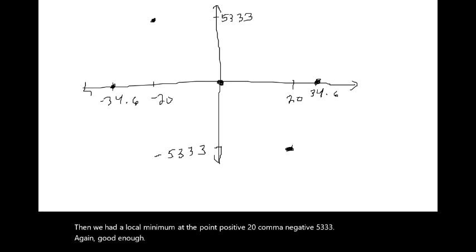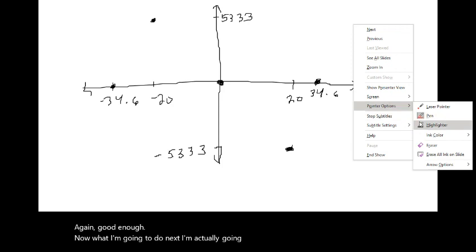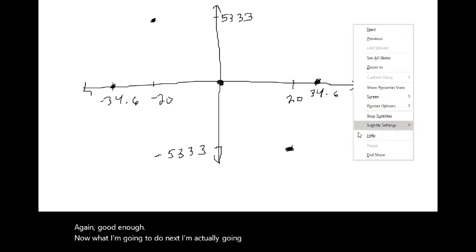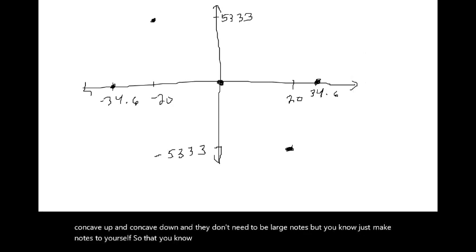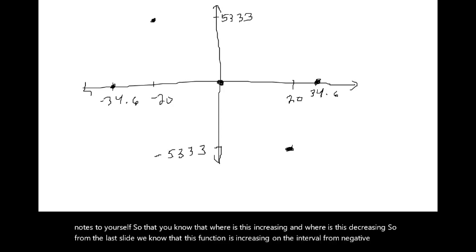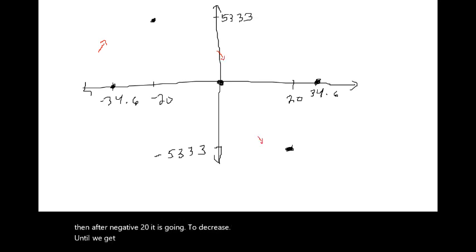Now what I'm going to do next is I'm actually going to put little notes on here about where this function is increasing and decreasing and where it is concave up and concave down. And they don't need to be large notes, but just make notes to yourself so that you know where this is increasing and where this is decreasing. So from the last slide, we know that this function is increasing on the interval from negative infinity to negative 20. So I'm just going to indicate with a little arrow here that it is increasing. Then after negative 20, it is going to decrease until we get to positive 20. Then after positive 20, it is going to increase for the rest of the graph.